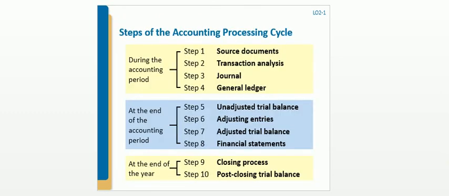Steps of the accounting processing cycle. During the accounting period, step number 1, the source documents, then the transaction analysis, then the journal, then the general ledger, then the unadjusted trial balance, adjusting entries, adjusted trial balance, financial statements, closing process, and post-closing trial balance. These 9 or 10 steps are the whole accounting cycle that we will be discussing in the forthcoming chapters.